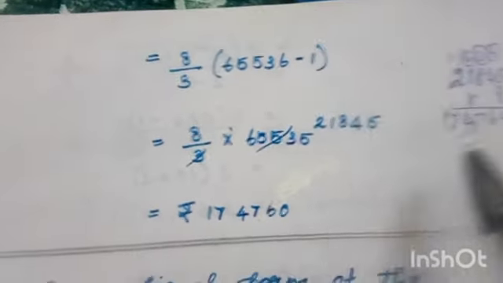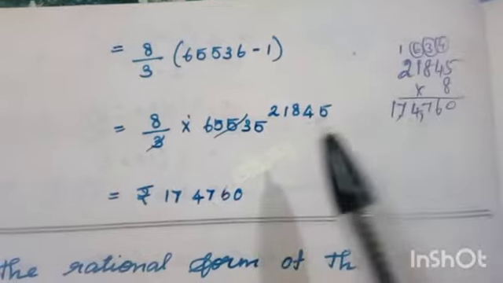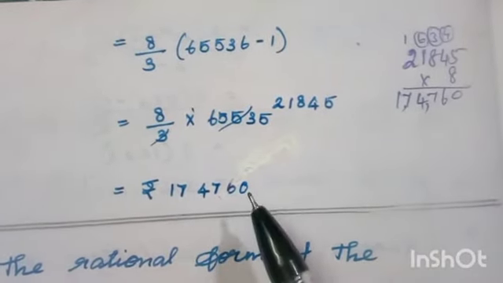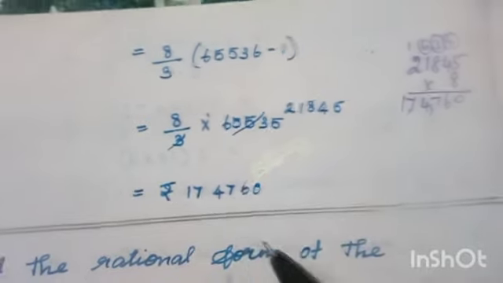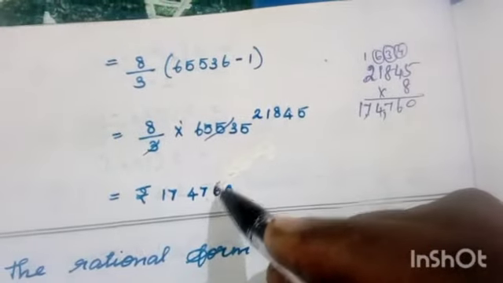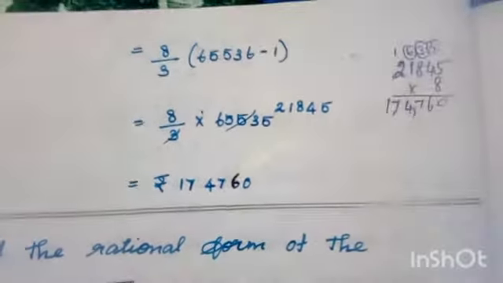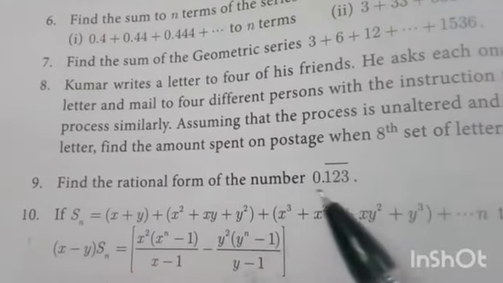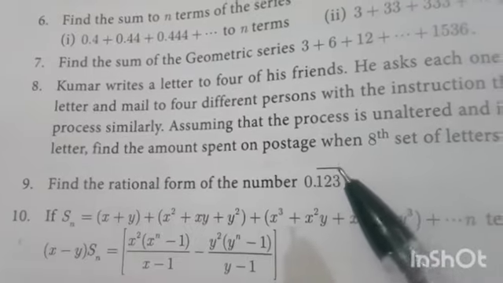Then after cancelling you have to multiply, that is 21,845 into 8. So that is 1,74,760.